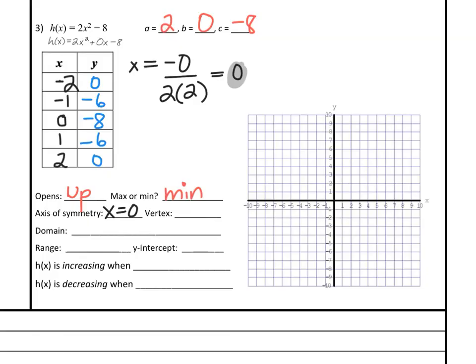Go ahead and plot your 5 points from your table now. Your parabola is going to look something like this. We know the vertex is the minimum, and it's at 0, -8. The domain from left to right, you guessed it, all real numbers again, because it doesn't stop when it goes from left to right.